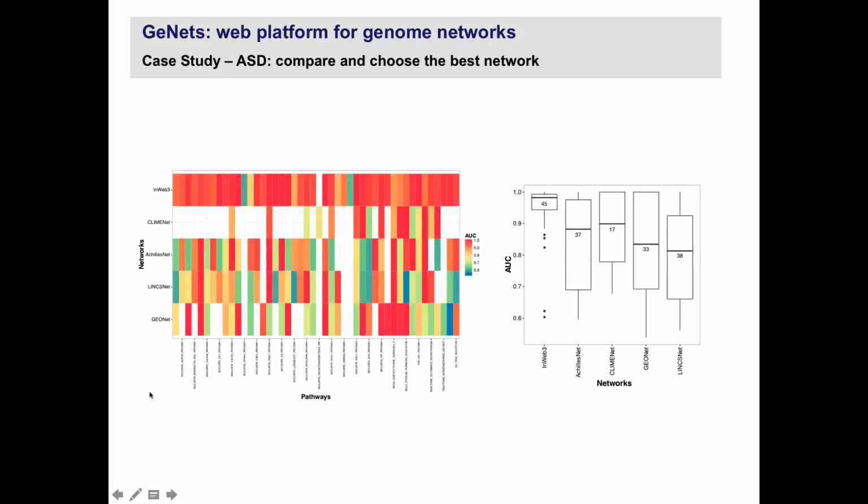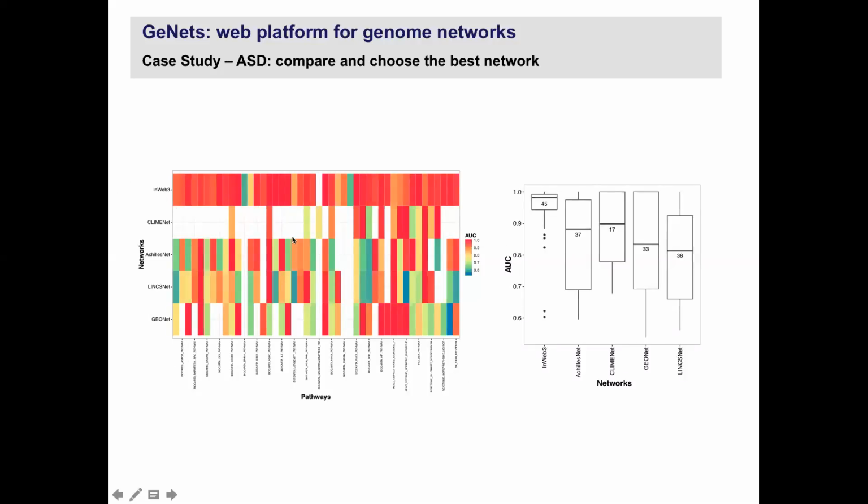Here, on the x-axis is the list of pathways that we believe are very important in neurodevelopmental processes. Here are different networks preloaded in GeNets. As you can see, EWAP performs consistently better at learning these pathway structures compared to the rest of the 4 pathway networks.